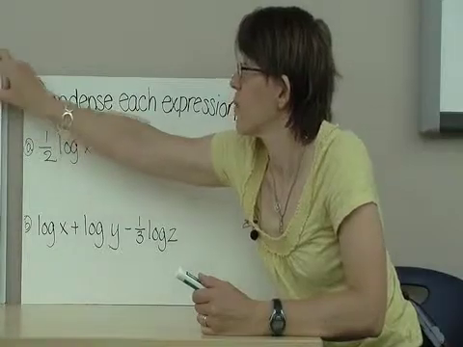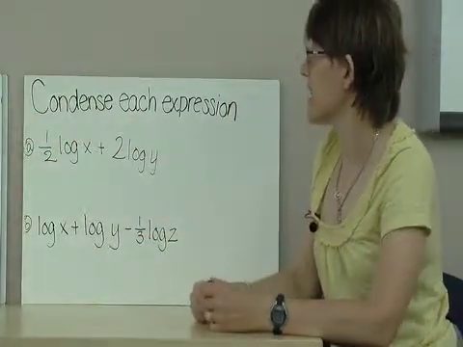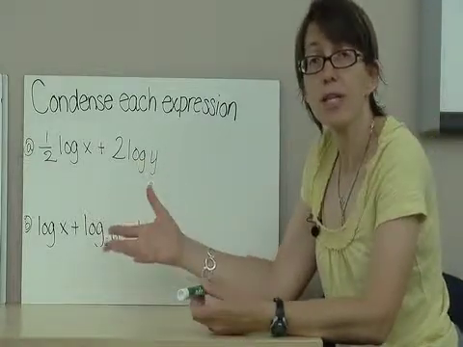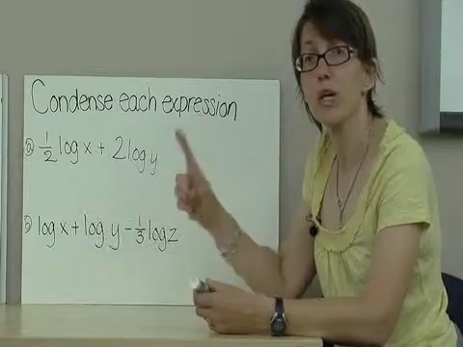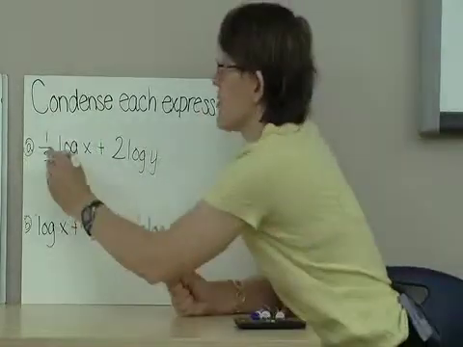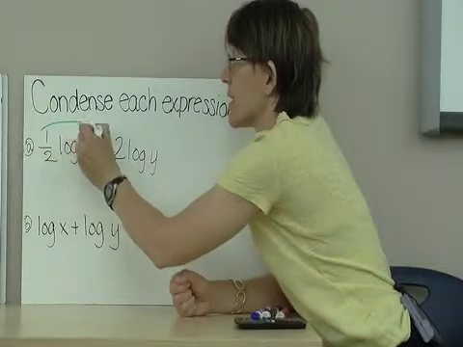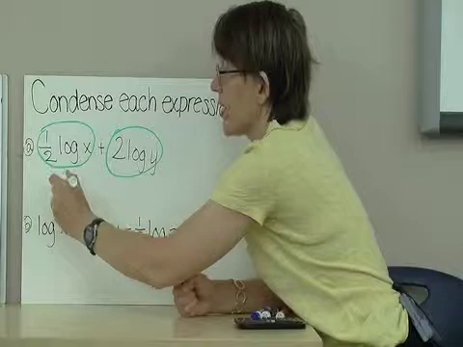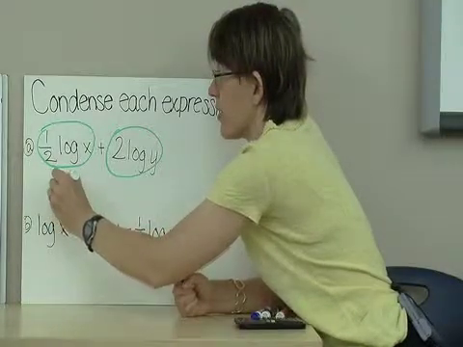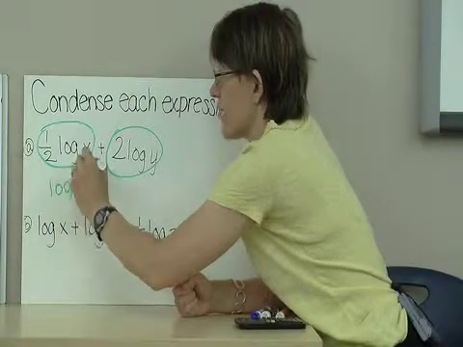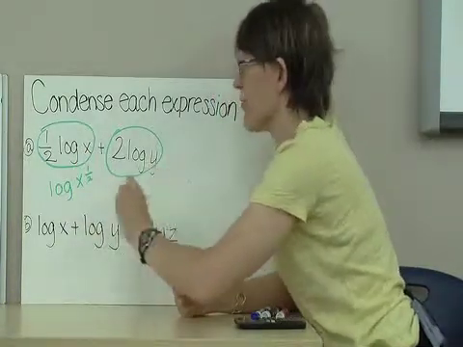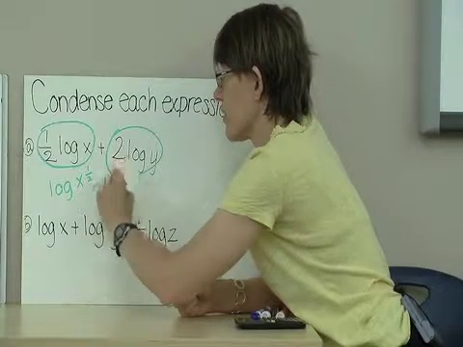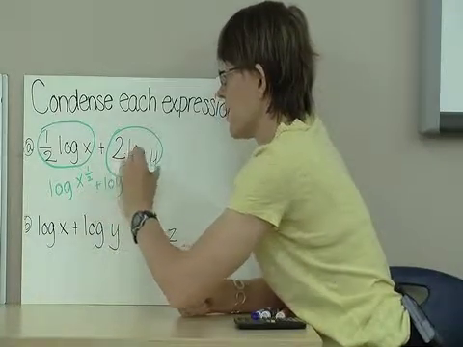Okay. We also can condense expressions. So I have this expression, it's a big mess. I want to get it into a shorter expression that has a logarithm of just one argument. So first, I'll condense each of these separately. 1/2 log x is log of x to the 1/2 power. You can also write this as square root of x. Plus 2 log y is log of y squared.